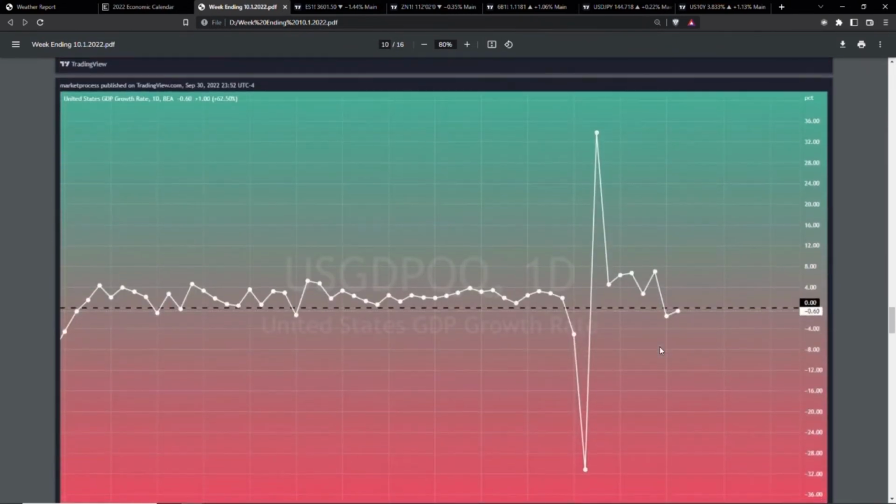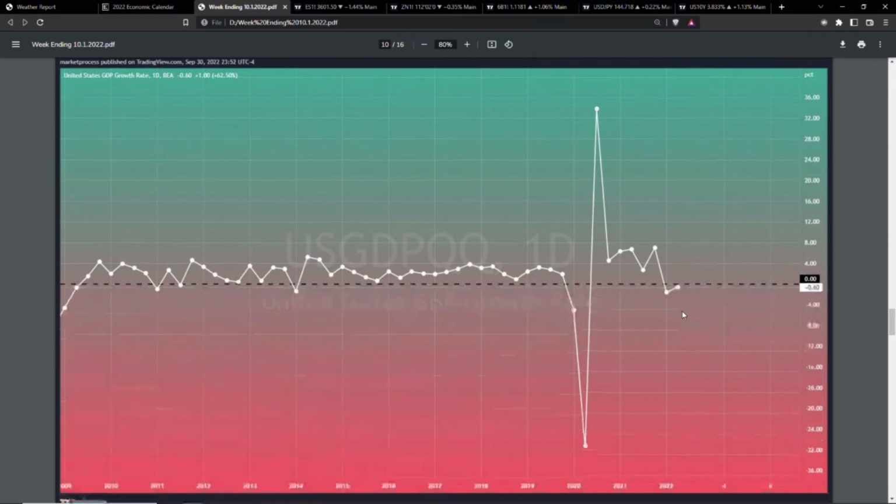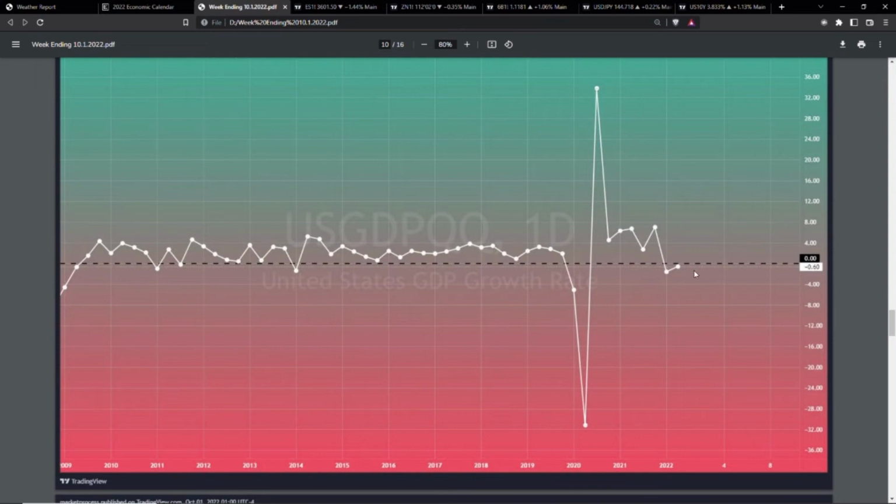We have the GDP growth rate come in at negative 60 basis points. So again, another bearish print here under zero. Something to watch. Again, it's not so much that this is negative right now, because this can easily revert. It's how long we stay in negative territory that matters.